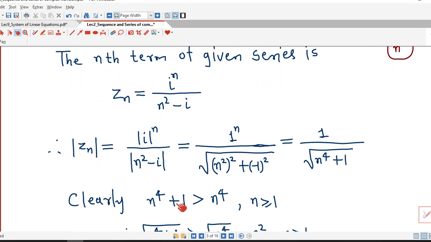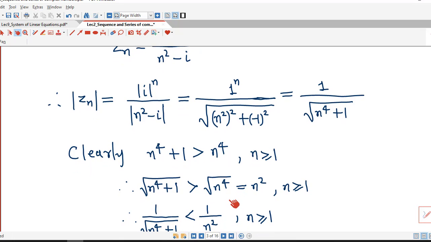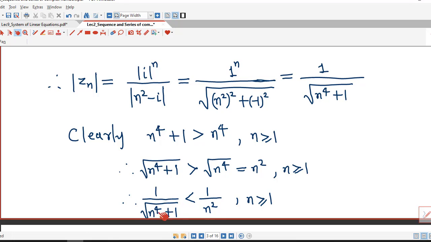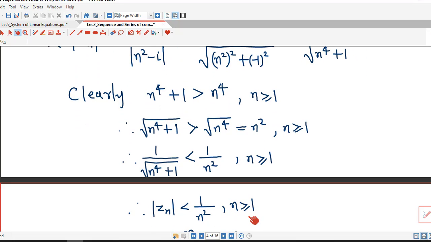We know that n raised to 4 plus 1 is always bigger than n raised to 4 for every n, and if we take the square root, it is always true. The square root of n raised to 4 plus 1 is bigger than the square root of n raised to 4, equal to n square, where n is greater than or equal to 1. Now we require 1 over the square root of n raised to 4 plus 1, so we take the reciprocal of both sides. Now this is nothing but the absolute value of Zn, which is less than 1 over n square, n greater than or equal to 1.